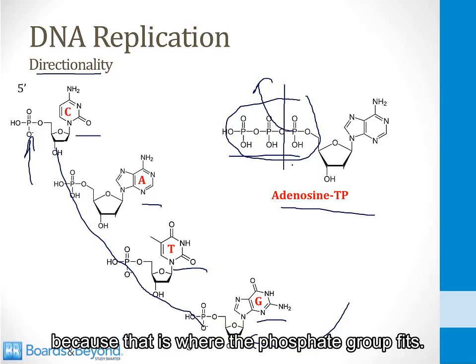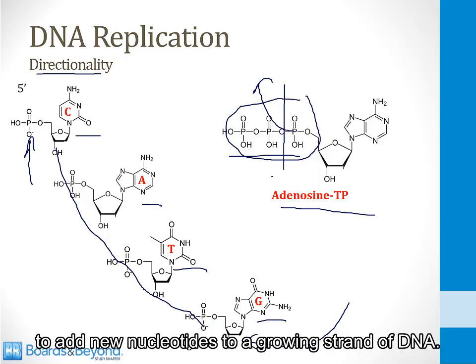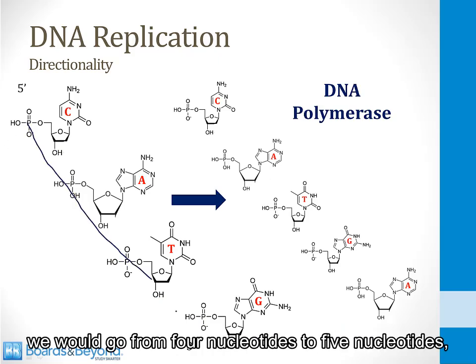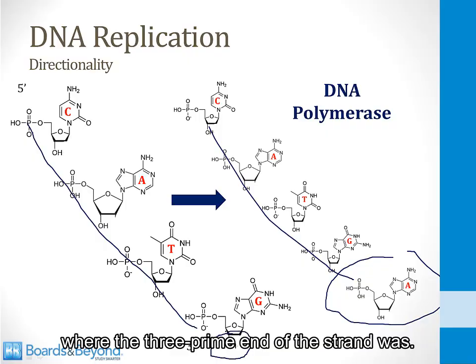because that is where the phosphate group fits, and the phosphate group is the source of energy used to add new nucleotides to a growing strand of DNA. So if DNA polymerase were to add that A to our growing strand, we would go from 4 nucleotides to 5 nucleotides, and the new one would be added down at the bottom where the 3' end of the strand was.